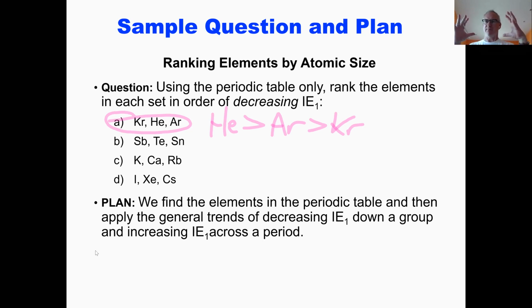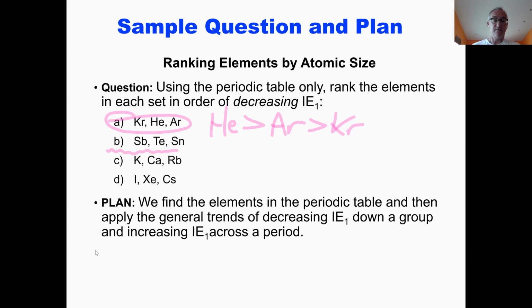Since krypton's the biggest, remember the attraction between the nucleus and those electrons far away gets smaller as the atom gets bigger. So that attractive force gets smaller and smaller as the atom gets bigger. Krypton's the biggest, so it should be the easiest of those three to steal an electron from, although still pretty difficult because it's a noble gas.